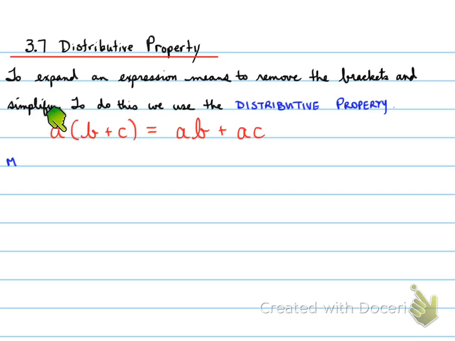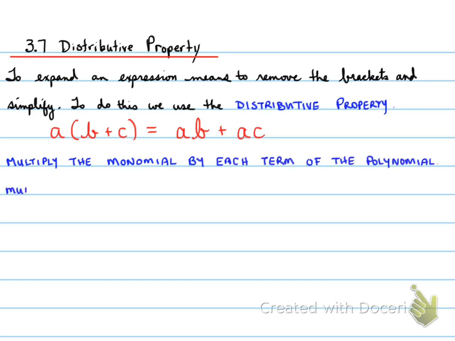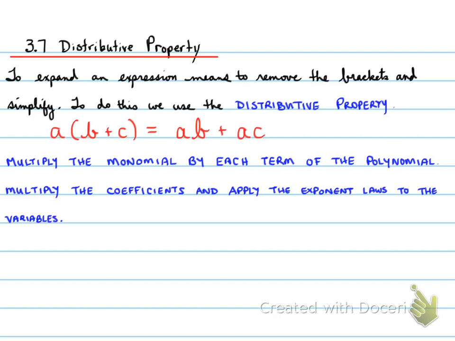So the distributive property, we take A and we multiply it to everything inside, so that A gets multiplied by B and A gets multiplied by C. So A times B and A times C. Now, you're going to be asked to multiply the monomial by each term of the polynomial and multiply the coefficients and apply the exponent laws to the variables.